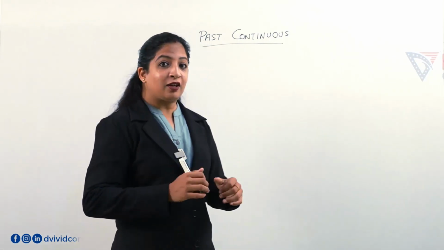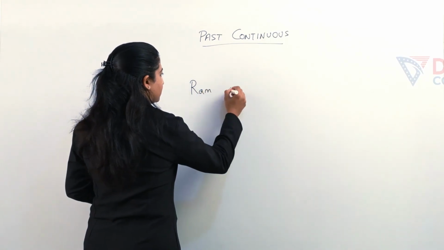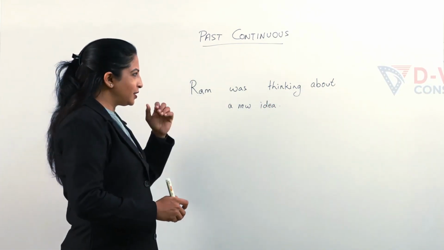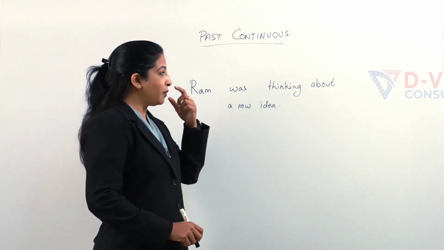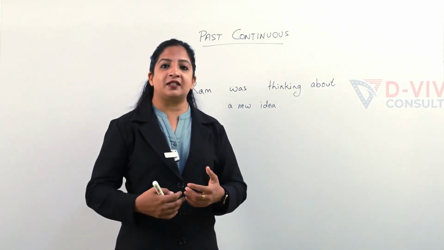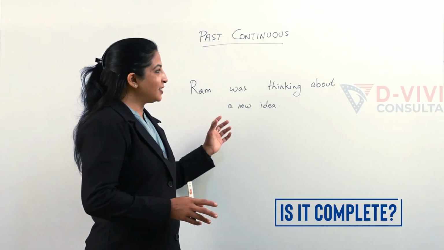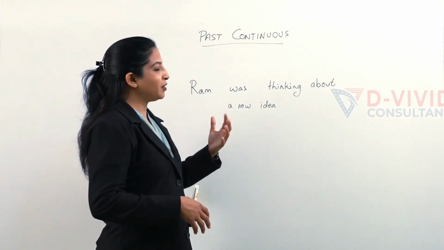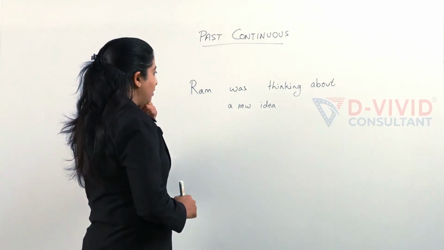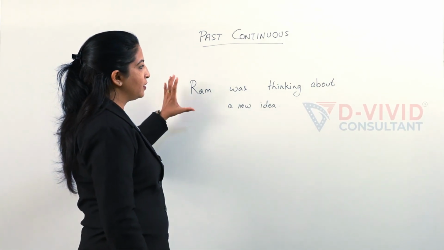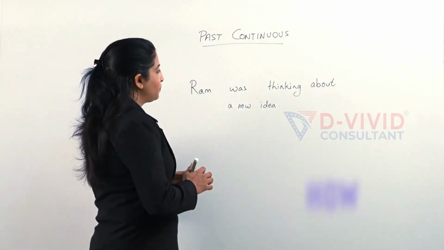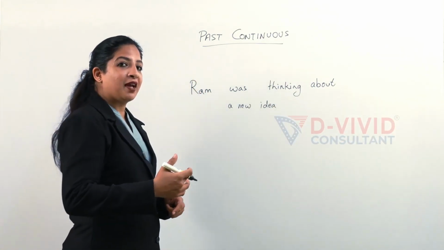So can it be any time? Is it okay if I just say this much? Ram was thinking about a new idea. Grammatically, the sentence is absolutely correct. But if we talk about the information the sentence is giving, is it complete? Is it giving you an idea about when the activity was going on? No, it is certainly not providing a clarity of vision. So here, if I write only this much, the grammatical logic is correct, but informatively it's still incomplete. So how can we complete this? I do have to mention time.